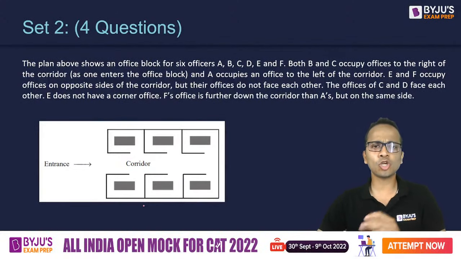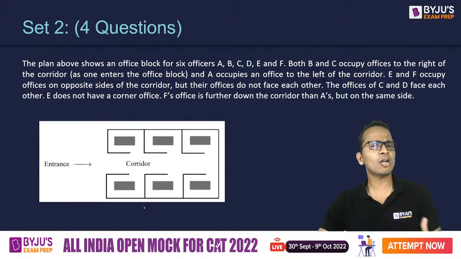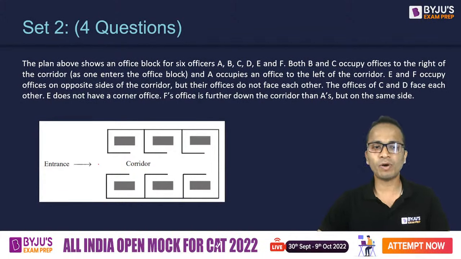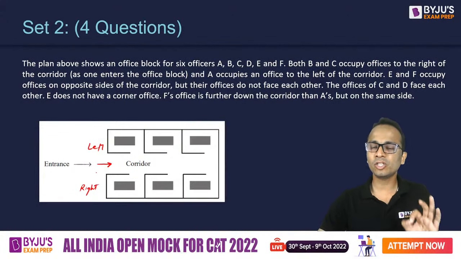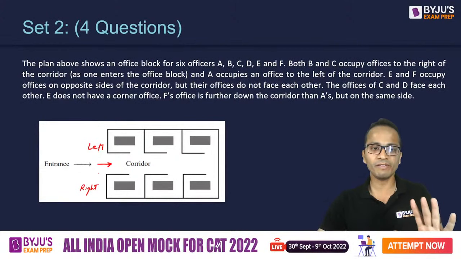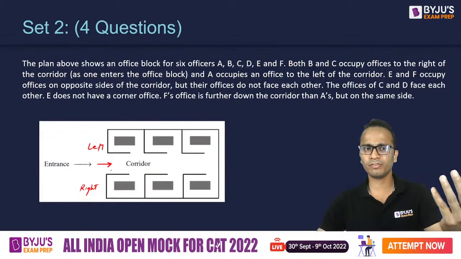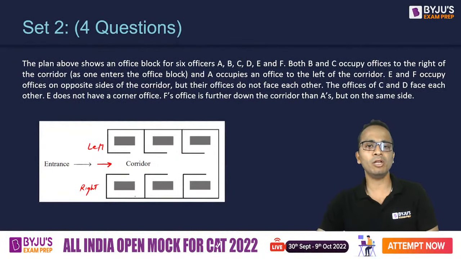Now there are 6 offices and there are 6 officers. The offices are on either side of the corridor, 3 offices on the left and 3 offices on the right. So if one enters the corridor from here, this will be left and this will be right. So left and right as one enters the corridor from the entrance. You are given the direction in the figure. So left is the above 3 offices, and right is the below 3 offices.